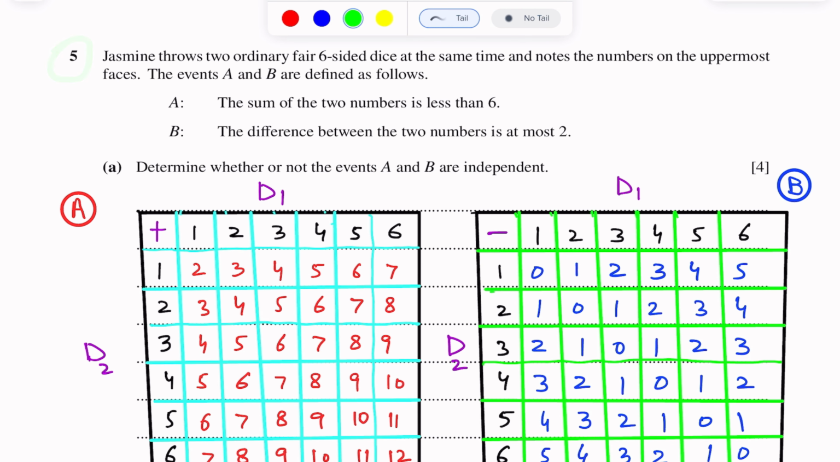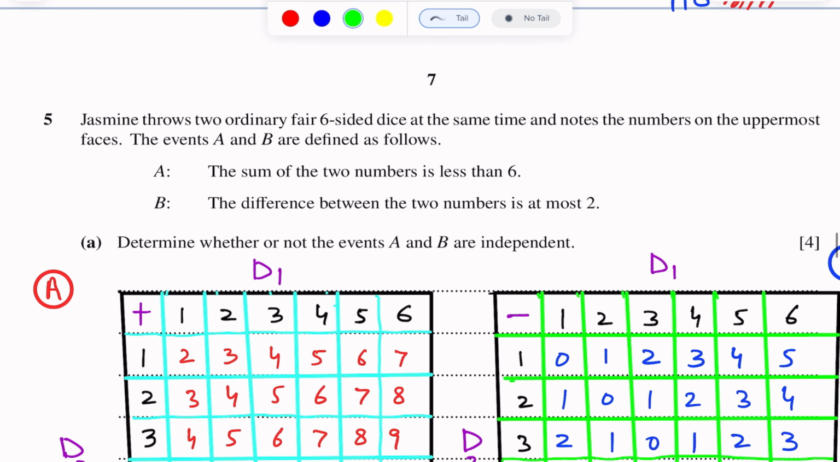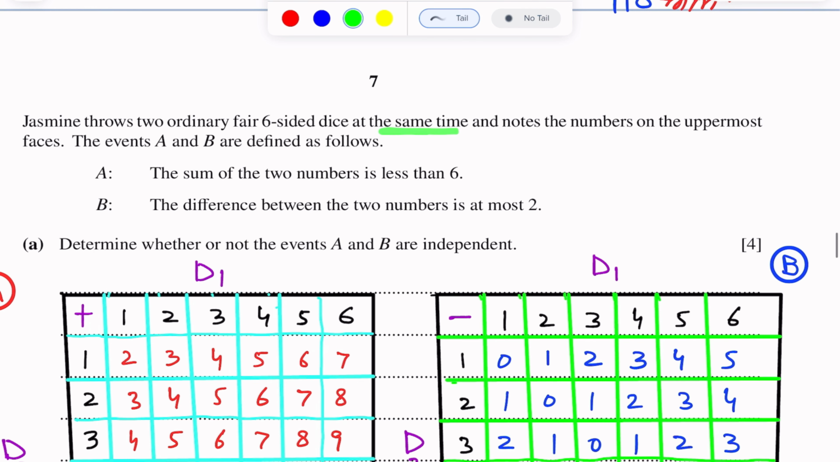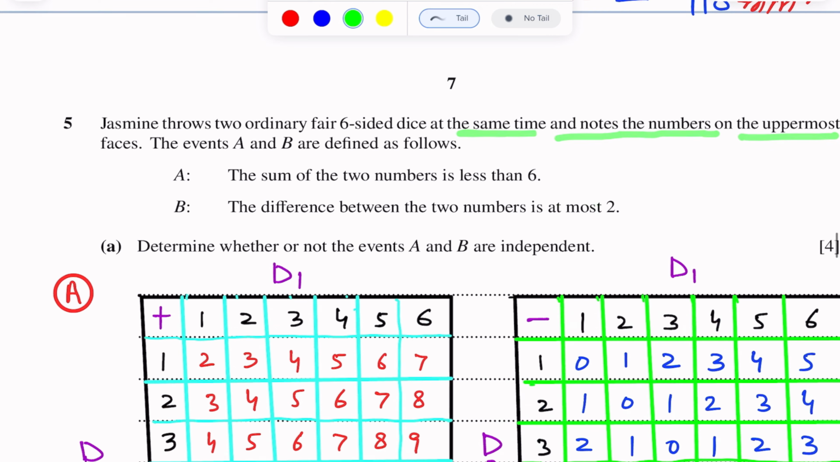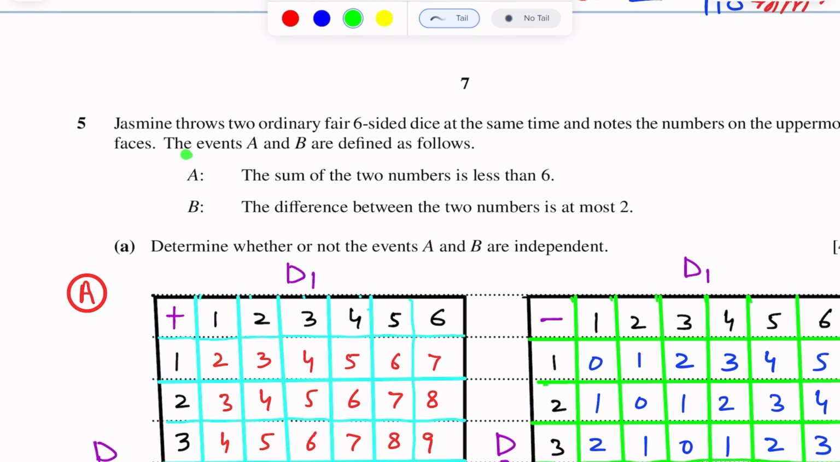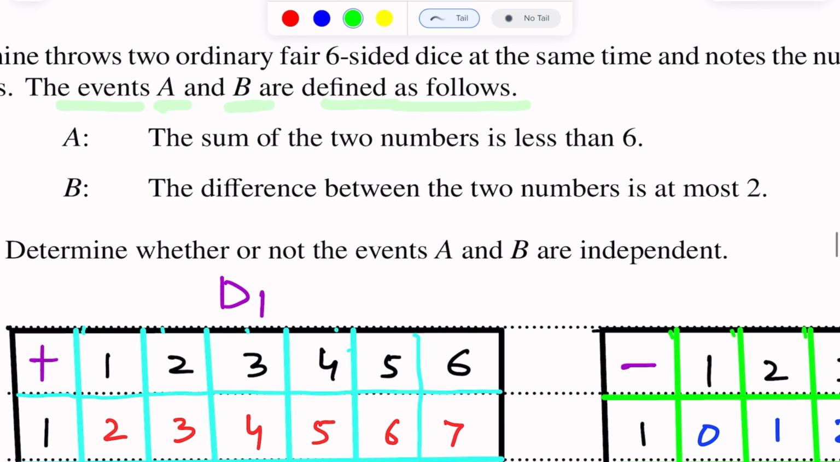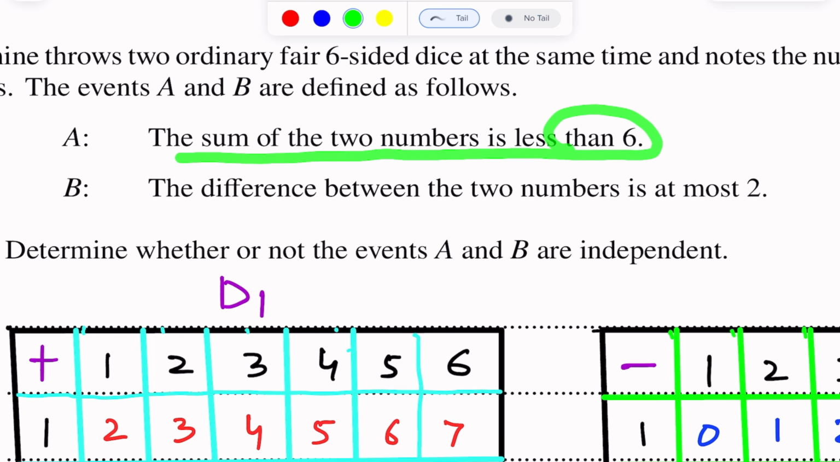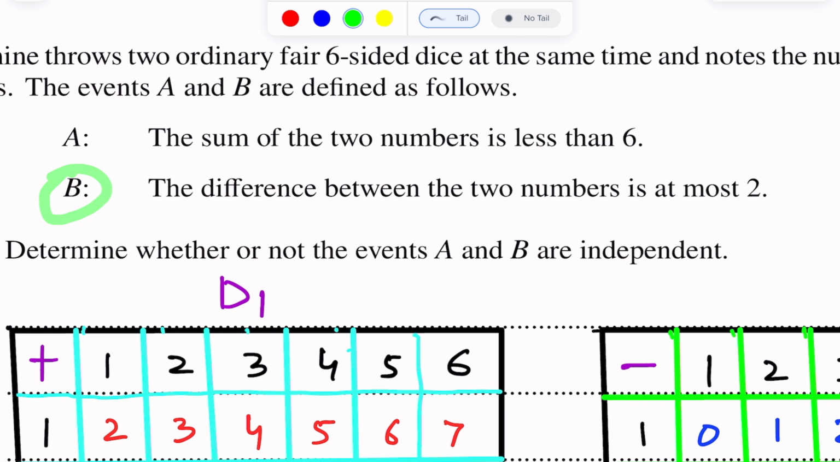Question number 5. This question is from probability. Yasmin throws two ordinary fair six-sided dice at the same time and notes the numbers on the uppermost faces. The events A and B are defined as follows. Event A is the sum of two numbers is less than 6. Event B is the difference between the two numbers is at most 2.